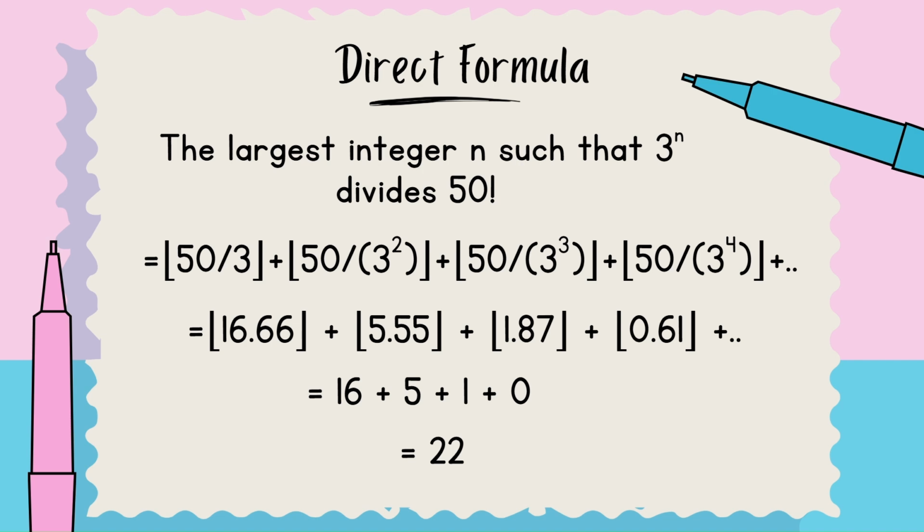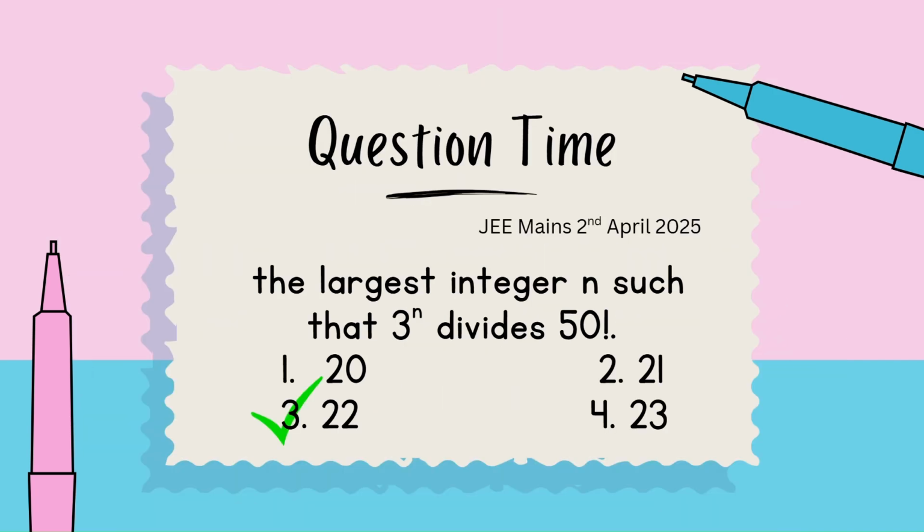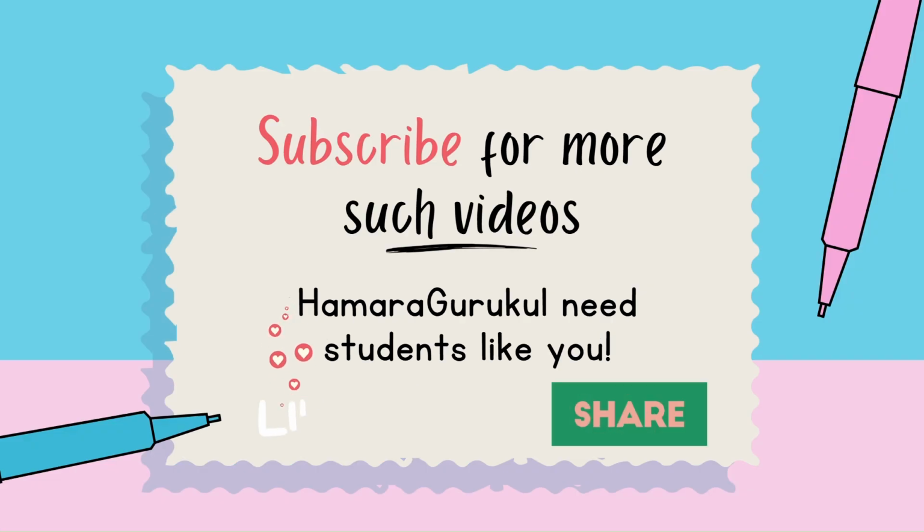Now, do you have to apply the same process every time? The answer is no. Since you know the formula, you can directly apply it and solve the problem under 30 seconds. Yeah, so the largest integer n such that 3 to the power n divides 50 factorial, we can directly calculate with this formula. And that's how we will come to the answer, that is 22 in this case. Yay, so we got the answer.